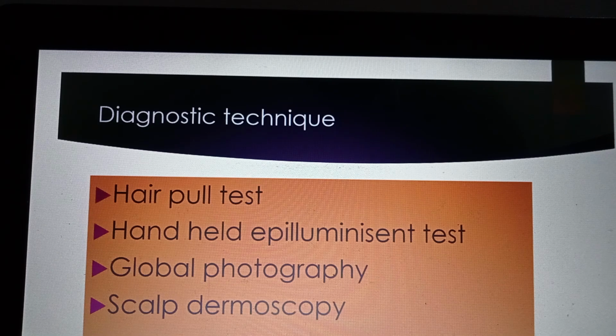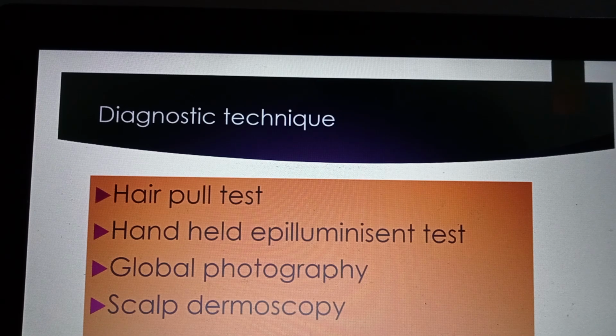Now diagnostic tests. There are 4 diagnostic tests which are very helpful. Number one is the hair pull test, and this hair pull test is already discussed in my previous lecture. You can follow my YouTube channel to see the methodology of the hair pull test. Number two is the handheld illumination test. This test involves illumination of light to visualize the scalp and follicular area.